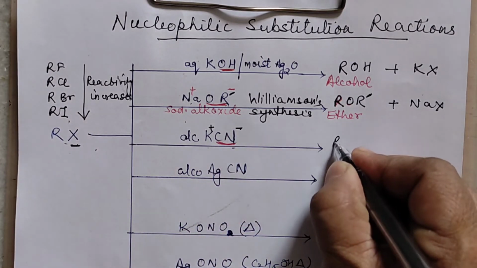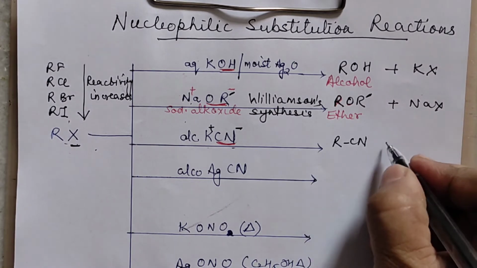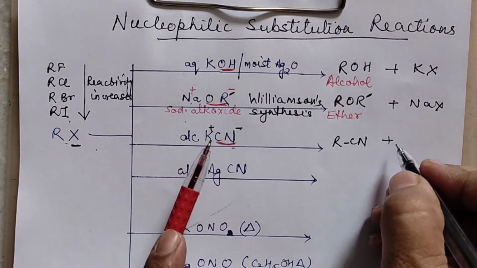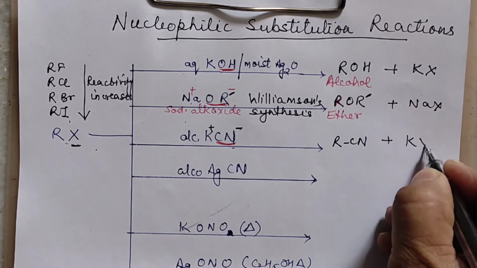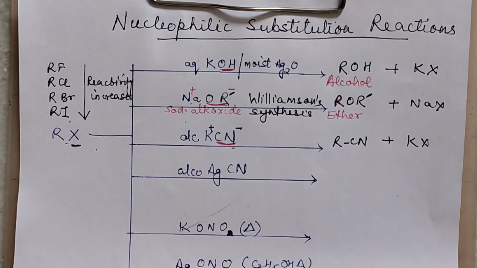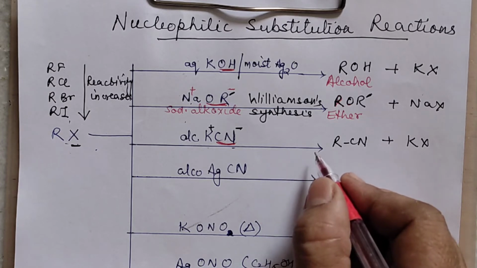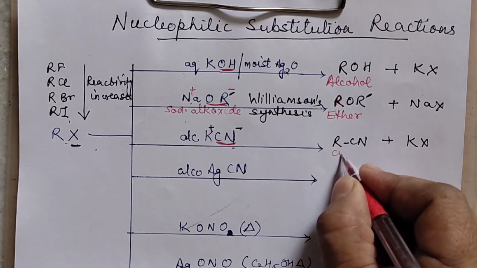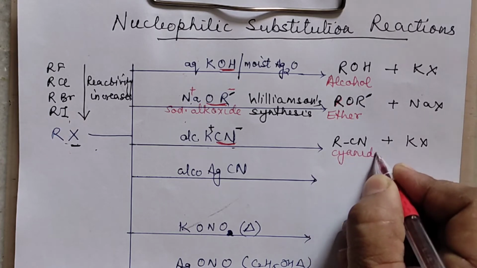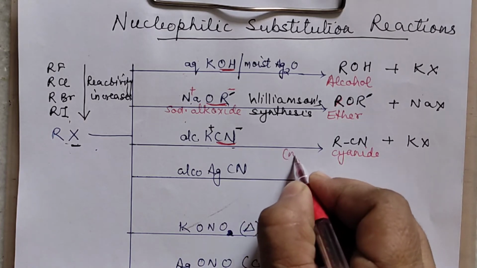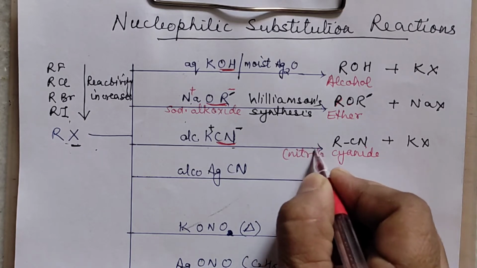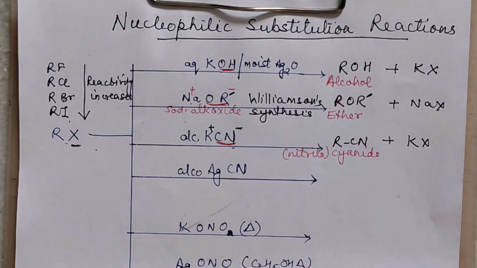So what are you getting here? RCN, plus what other product? K and X, that means you will get KX. So what is the product? Whatever is there, the alkyl part will be there, and apart from the alkyl you are getting cyanide. Cyanide is the common name. If you are writing the IUPAC name, it is nitrile. So with alcoholic KCN, potassium cyanide, you will get alkyl cyanide.